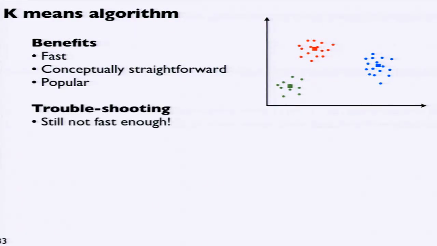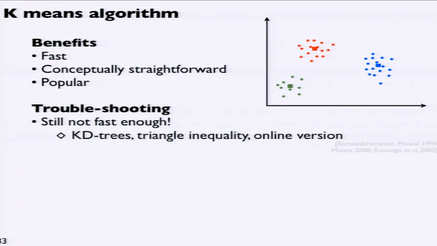In k-means, it might not be fast enough. Maybe it's still too slow. This is always a problem, right? I'm just going to mention that there are various methods for handling your data to speed up k-means. And there's also an online version if you need something that isn't batch. But I'm not going to go into that right now.